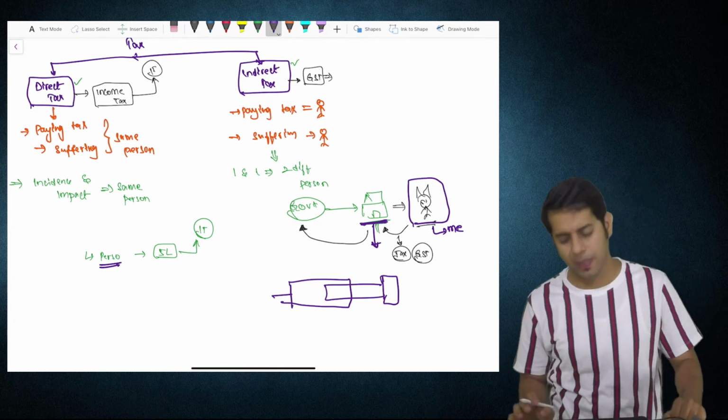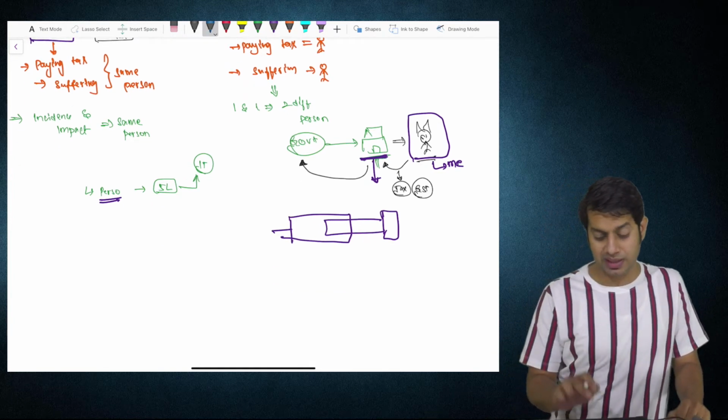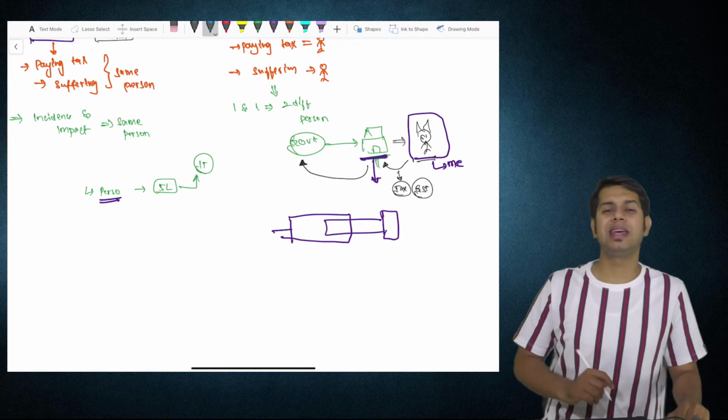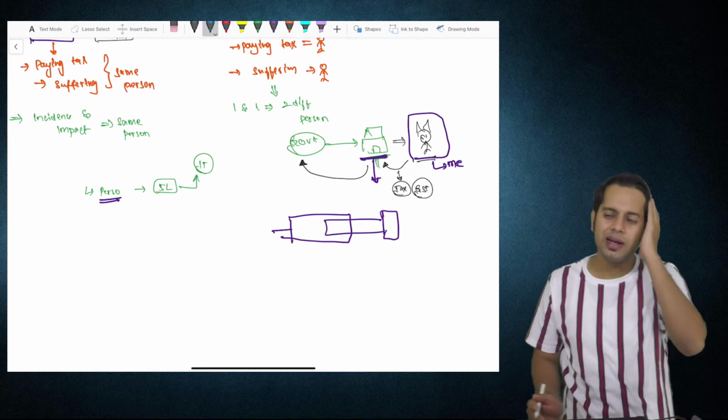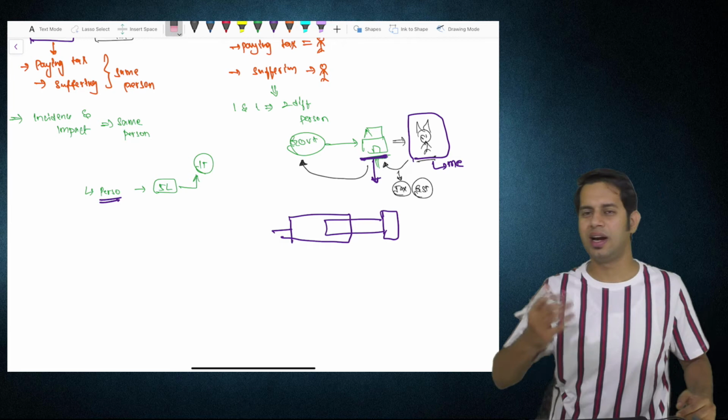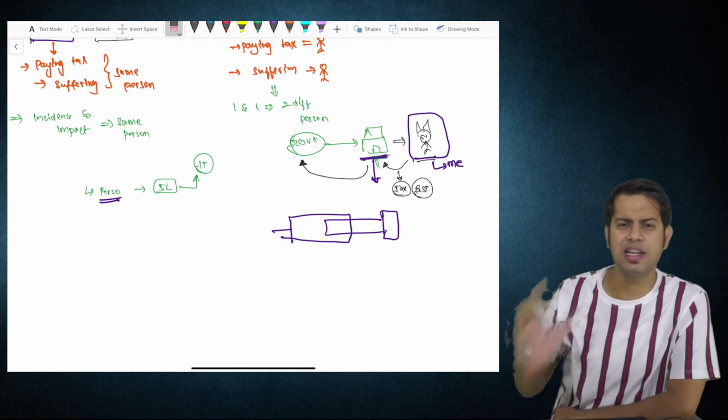The final impact of the pain is also on you, that is direct taxes. Whereas in case of indirect taxes, say you are going to a hospital with your girlfriend. Your girlfriend is not feeling well.